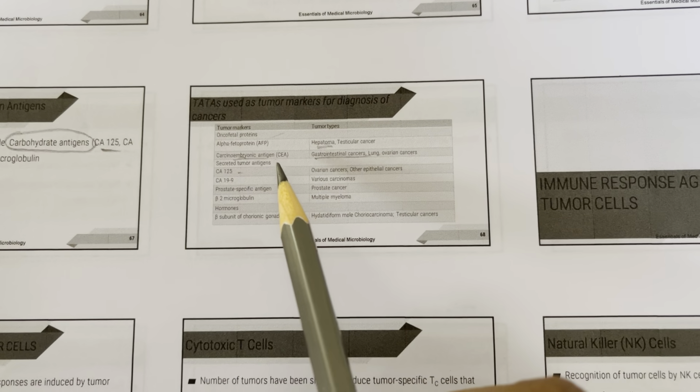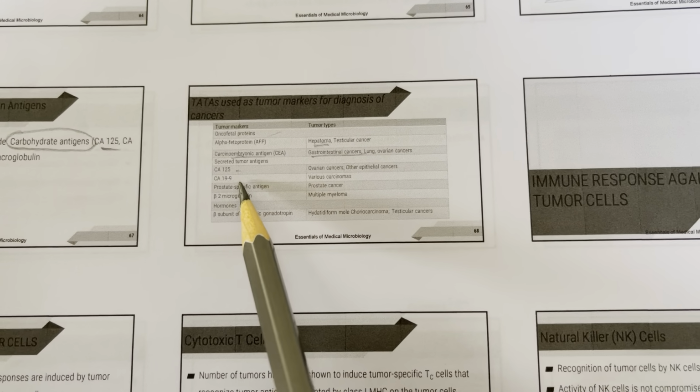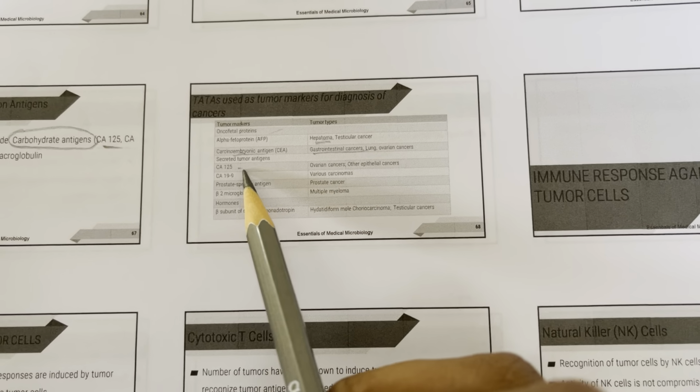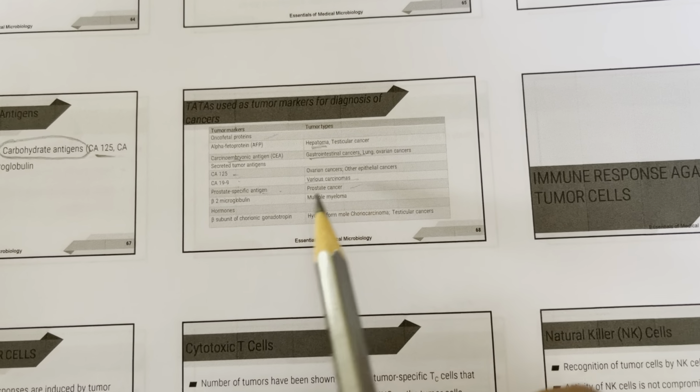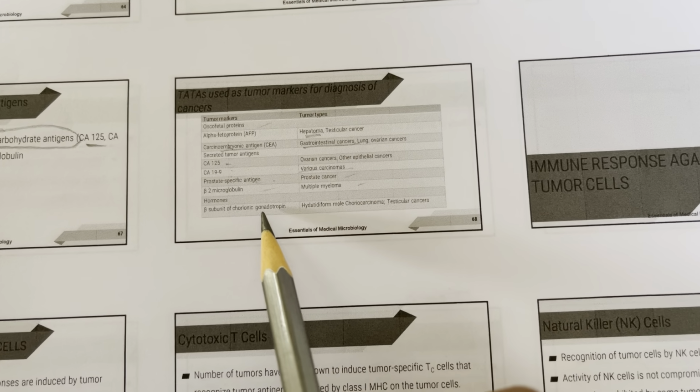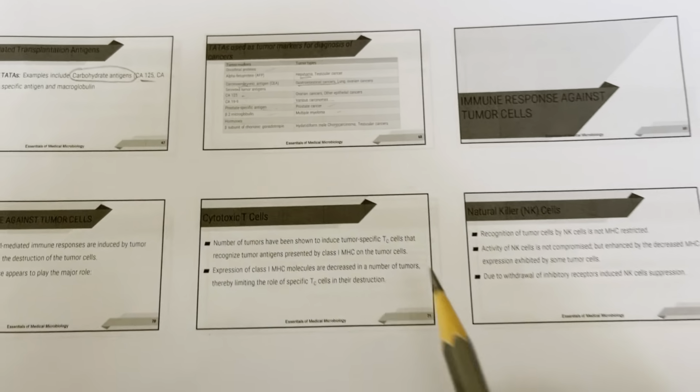Next, CA tumor antigens: you have CA 125 for ovarian cancer, CA 15-3 for breast cancer, CA 19-9 for various carcinomas such as colorectal carcinoma, PSA for prostate cancer, beta 2 microglobulin for multiple myeloma, and beta HCG for choriocarcinoma.